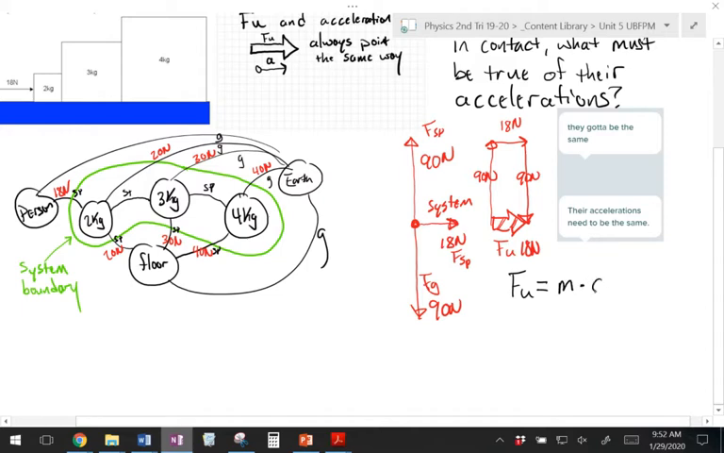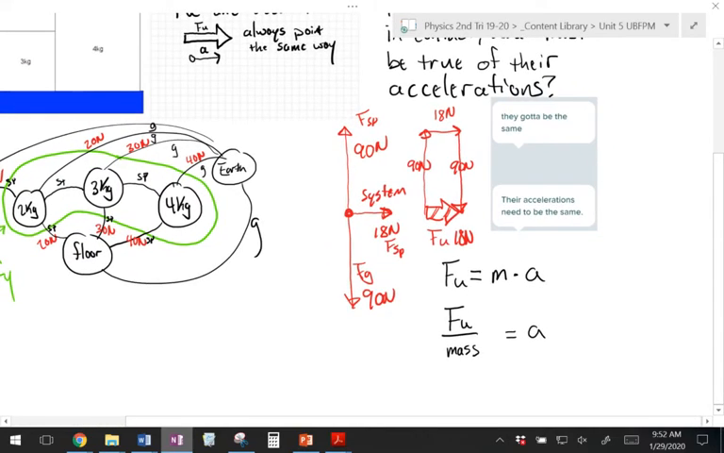So it's FU equals MA. So this is something that can prove problematic.